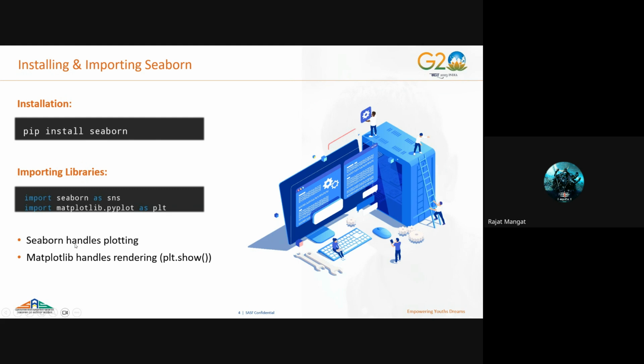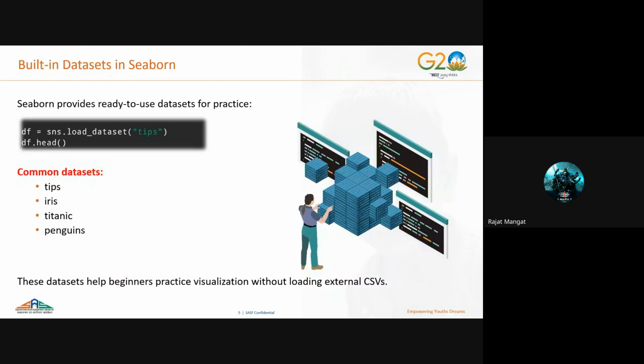Seaborn will plot the graph according to the data set which you are having. But in order to show that graph on the screen, you have to use Matplotlib functions like plt.show. Okay, so the output will be shown through Matplotlib, but the designing of the output will be done by Seaborn. We will not have to write each and every line again and again, like I want these types of lines, I want this color in my graph. Things can be handled by Seaborn.